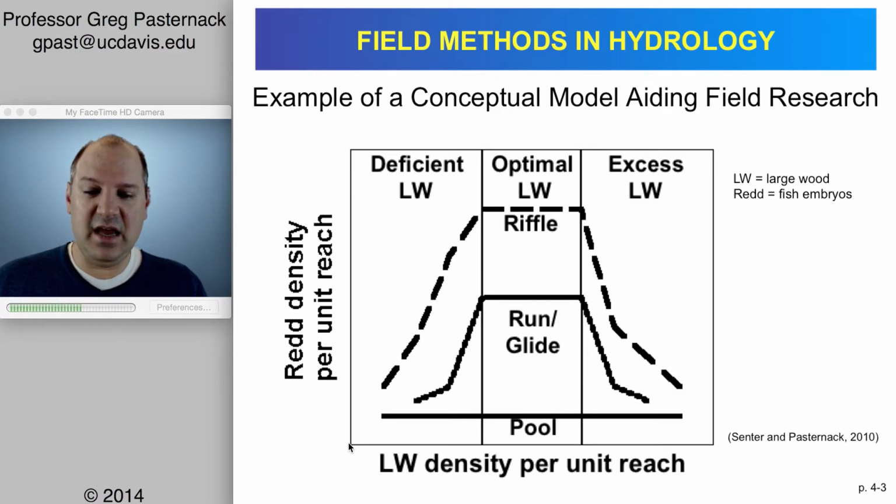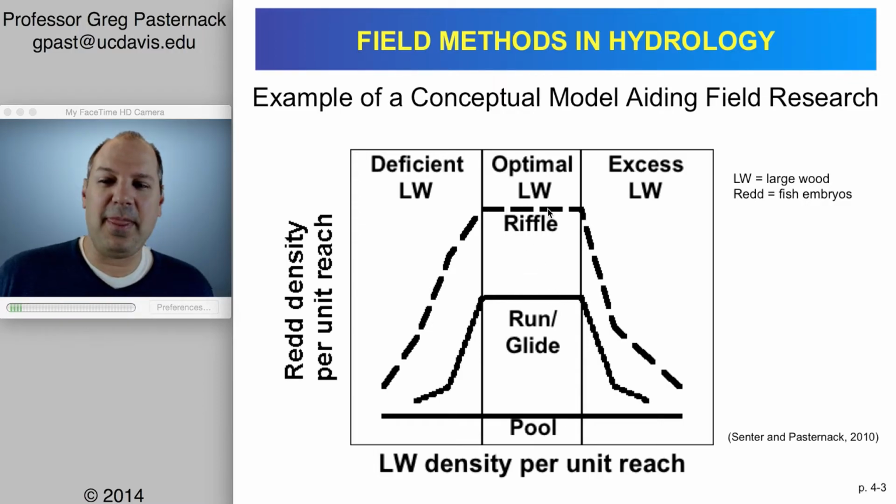So in this idea, if you have no wood, then you're going to have very few to no redds, so they're low. As the amount of wood increases, we may still be deficient, but we're getting more and more utilization by the fish as there's more and more abundance of wood. Eventually, you'll reach the optimal level, so some range over which you have the perfect match to the size of the population of fish that's there.